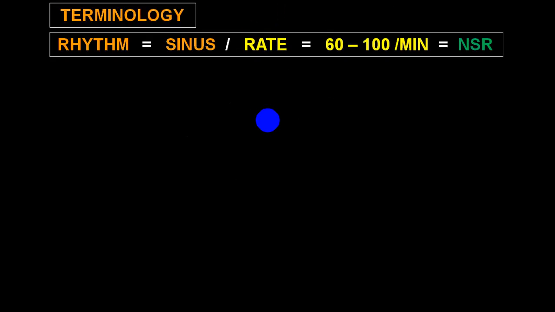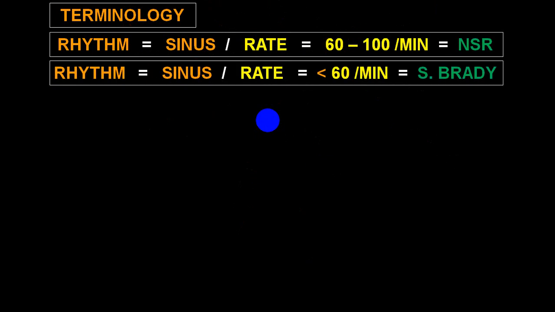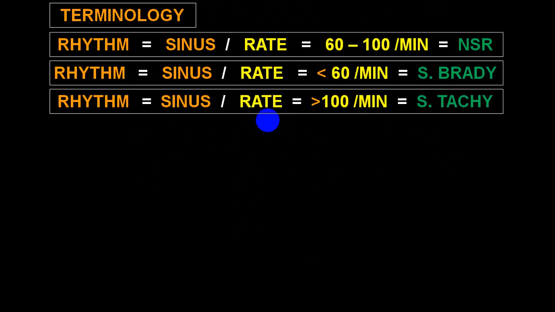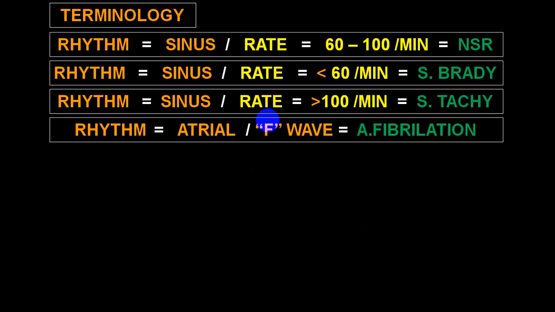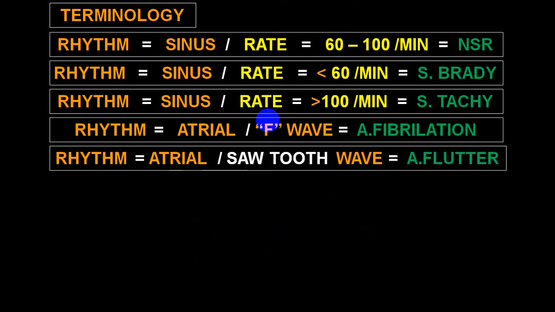Now there is some terminology I've already told you. When the rhythm is sinus and the rate is between 60 to 100, we call it normal sinus rhythm. If the rhythm is sinus and the rate is less than 60, we call it sinus bradycardia. Rhythm is sinus, rate more than 100, we call it sinus tachycardia. If the rhythm is atrial and there are F waves, we call it atrial fibrillation. Rhythm is atrial, there is a sawtooth appearance of the P wave, we call it atrial flutter.